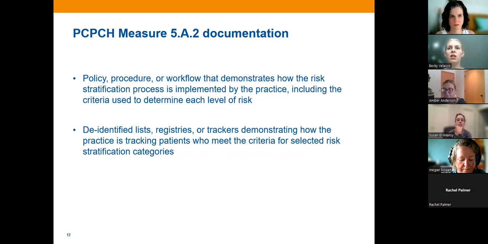At a PCPCH site visit, you would need to provide the following pieces of documentation to demonstrate you're meeting Measure 5A2. First, a policy, procedure, or workflow that demonstrates how the risk stratification process is implemented by the practice, including the criteria used to determine each level of risk. And you'd also need to provide de-identified lists, registries, or trackers demonstrating how the practice is tracking patients who meet the criteria for selected risk stratification categories.